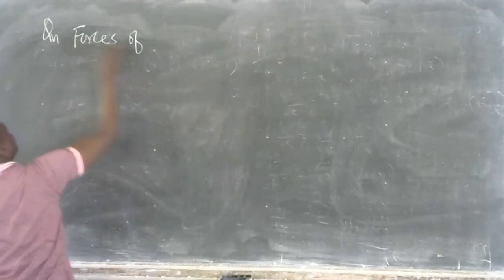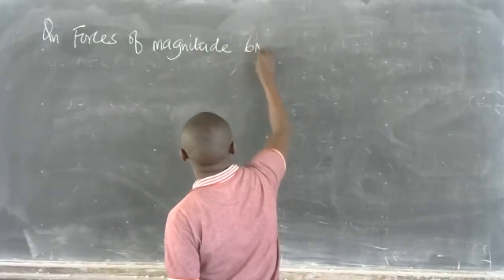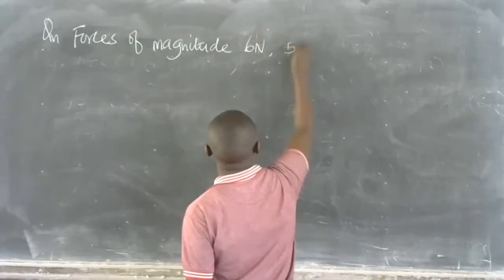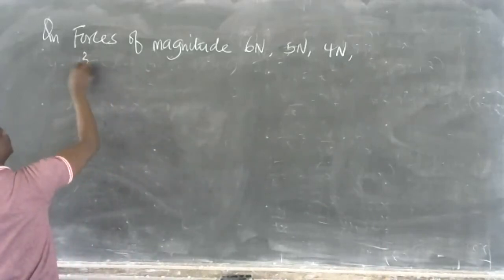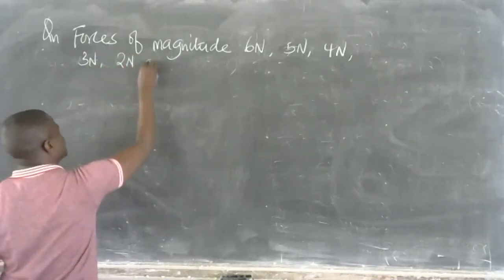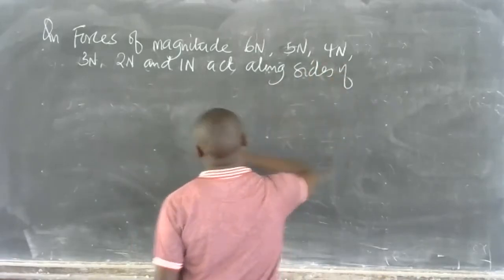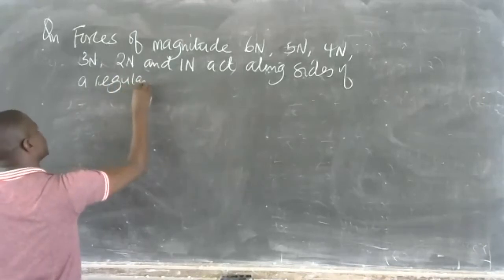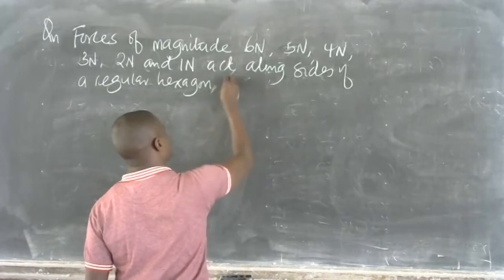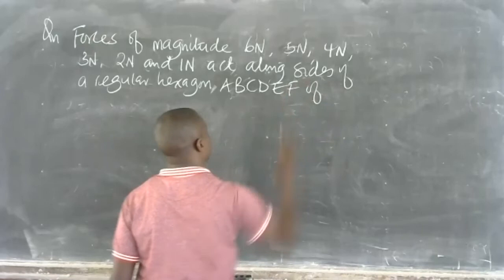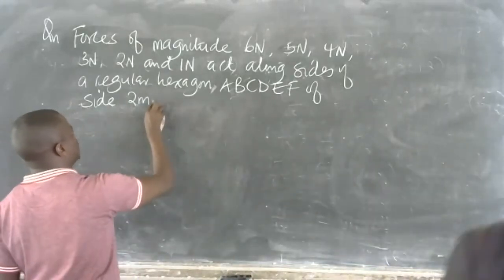Forces of magnitude 6 newtons, 5 newtons, 3 newtons, 2 newtons, and 1 newton act along sides of a regular hexagon ABCDEF of sides 2 meters.